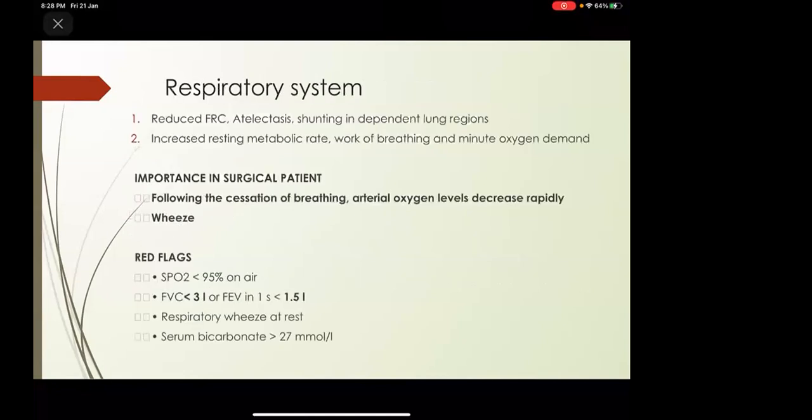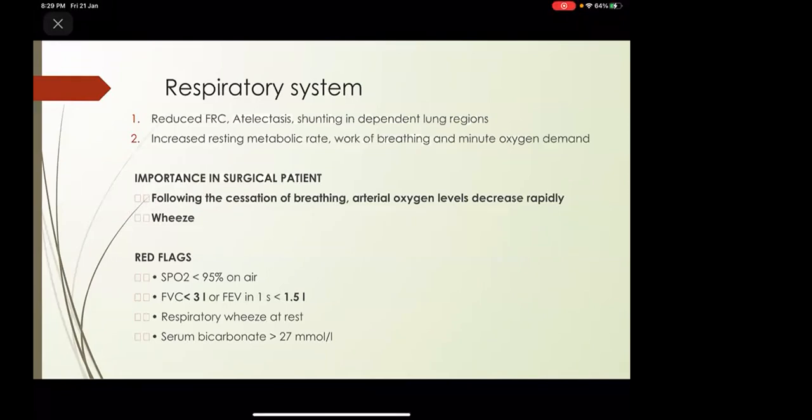Coming to the respiratory system, because of obesity and fat around the different organs, they have reduced functional residual capacity and are more prone to atelectasis and shunting in the dependent lung regions. But these patients have increased resting metabolic rate, work of breathing, and minute oxygen demand. This combination is very serious, and once there is cessation of breathing, the arterial oxygen levels decrease rapidly as compared to normal patients. Also, they may have airway closure at rest, which we may find as VEEs.